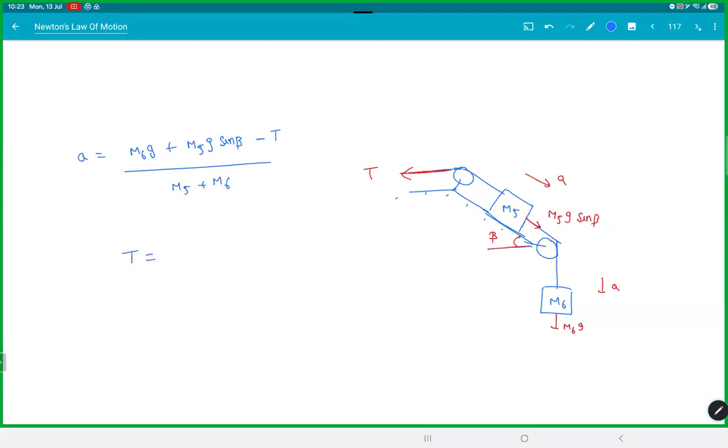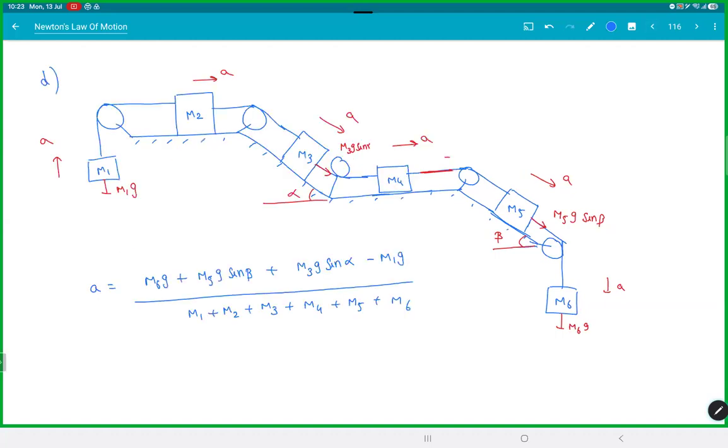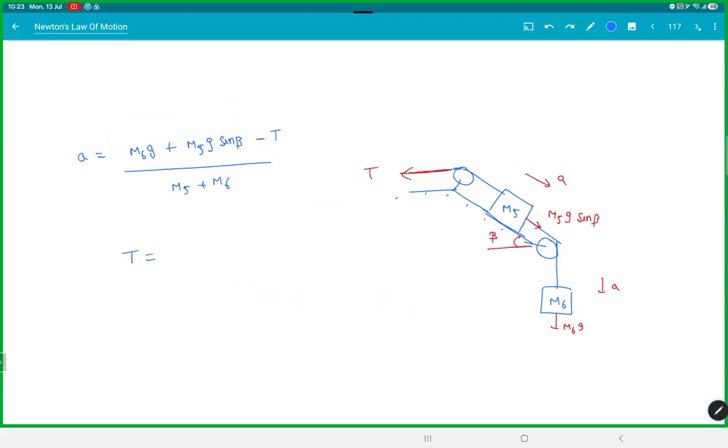Is that making sense? If you ask this system what is happening on this side, it will say someone is pulling me with T, right? M5, M6 do not know who is 1, 2, 3, 4. You want tension in the middle? Just cut it there. You'll get two parts. Take any one part and draw the FBD. Same story. Since you know the value of A from here, you can substitute, you will get it. It's lengthy, but that's how you do it.